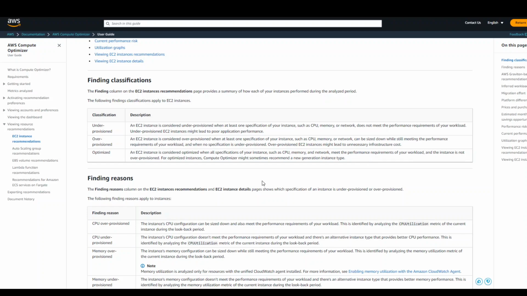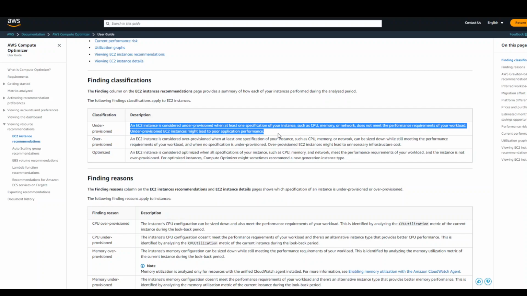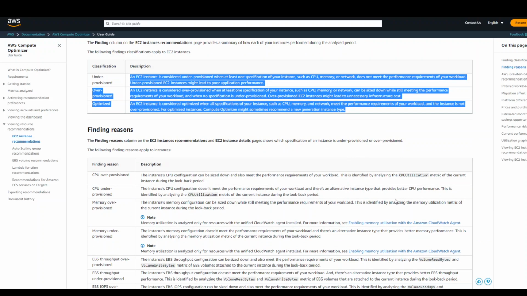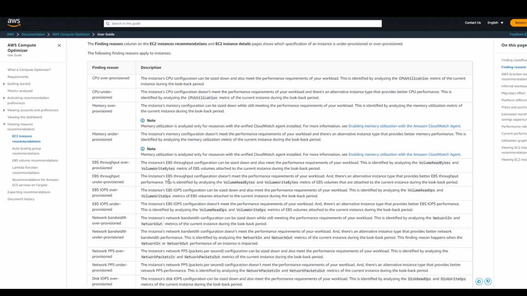So if you look at the Compute Optimizer's finding, it segregates the resources into three broad categories. A resource could be under provisioned, over provisioned, or optimized. And then the explanation is self explanatory, and you can read more about it here. The main thing which I want to draw your attention to in this video is about these reasons.